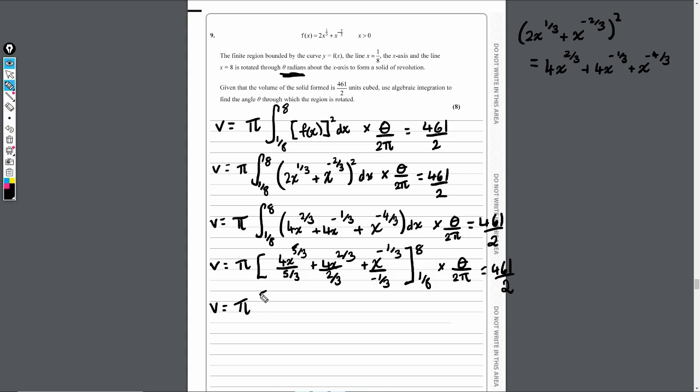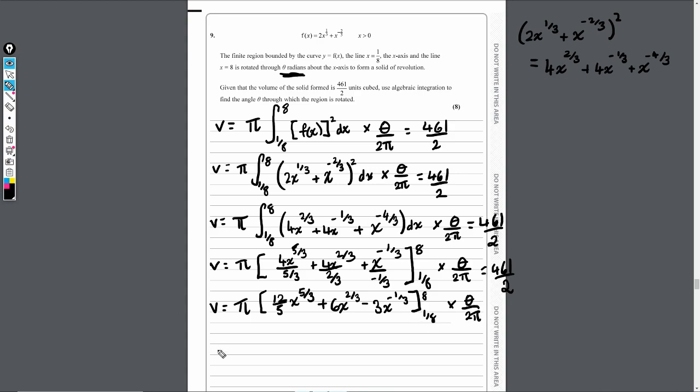So this would be 12 over 5 x to the 5 over 3, plus 6x to the 2 over 3. And then finally, minus 3x to the minus a third. And then this is between 8 and 1/8. And we've got to times this by theta over 2 pi.